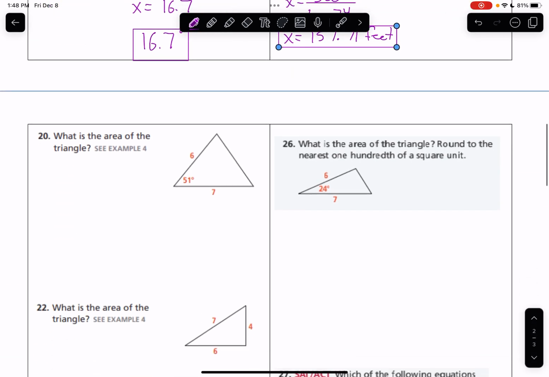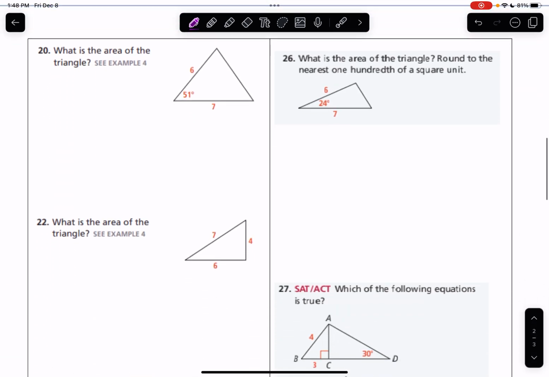Okay. 20 and 21, we want to find the area of these triangles. In 20, we have 2 of the sides and we have the angle between them. That makes it easier once we have 2 sides and the angle between them, because we need base and height in order to find the area of the triangle.